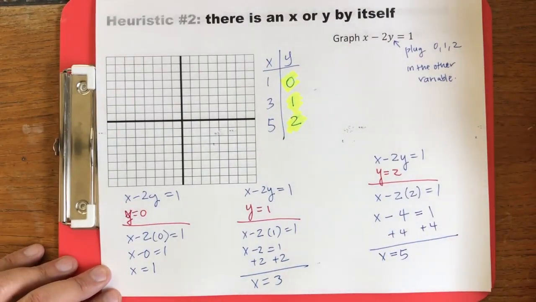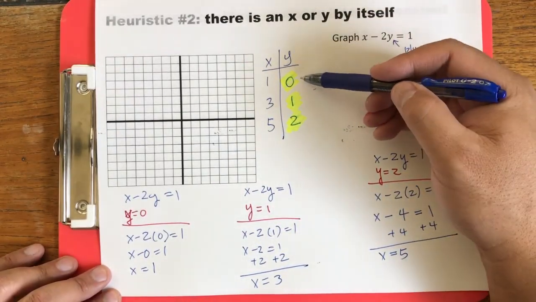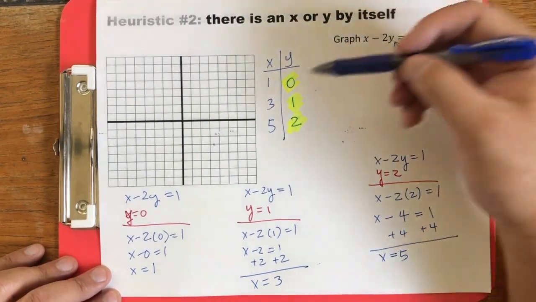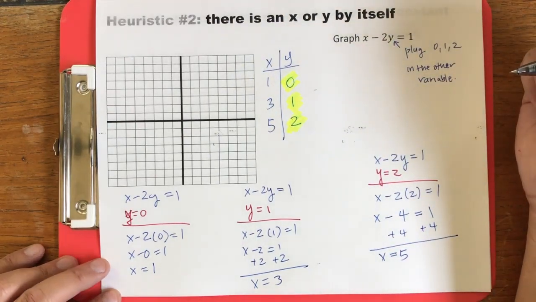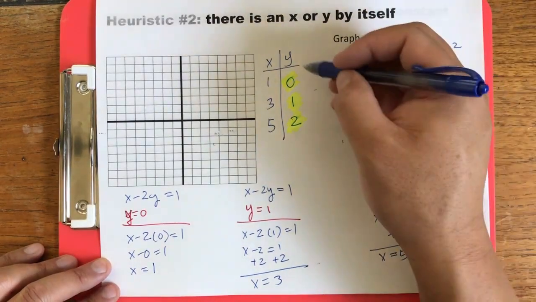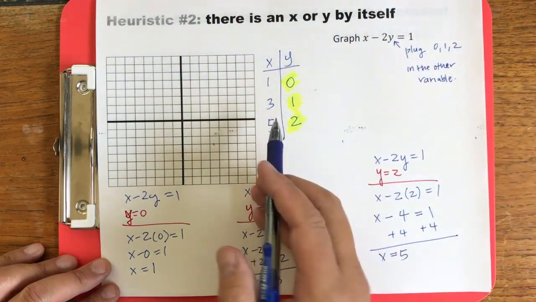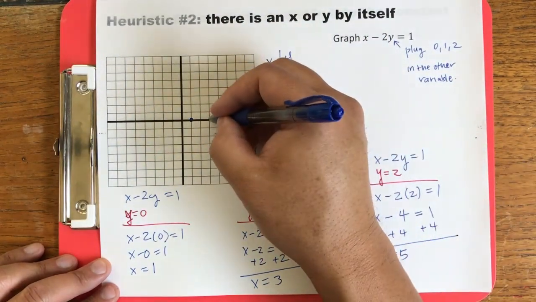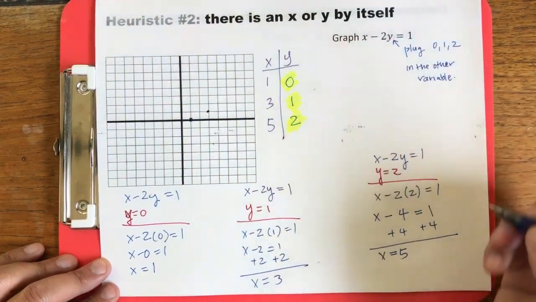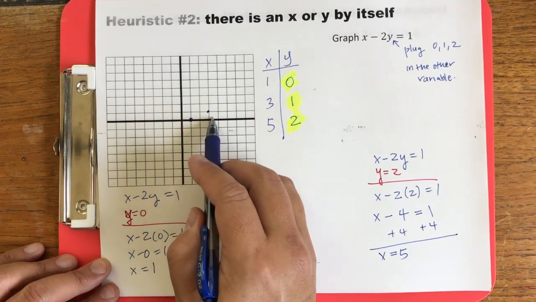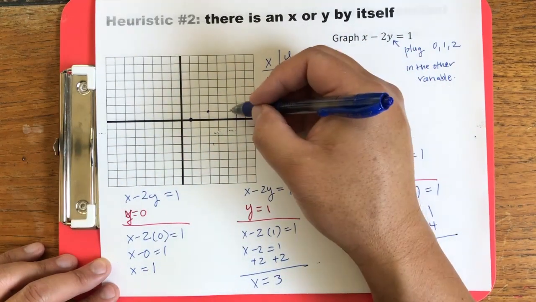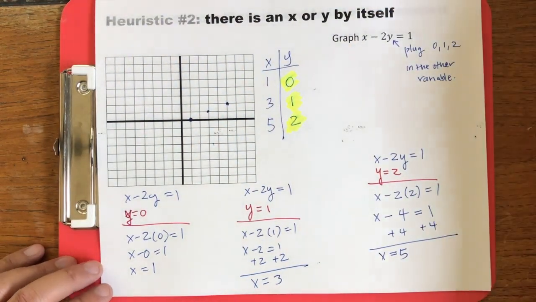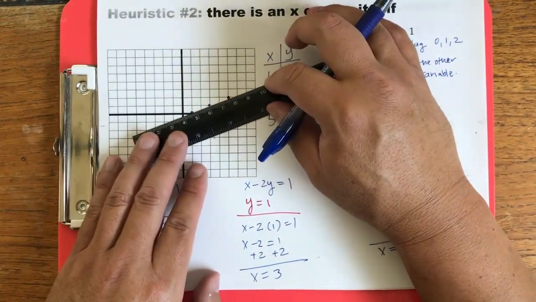Now the nice thing about using this system is that you'll see a pattern, right? 1, 3, 5. We're skipping by 2. If you don't see a pattern, then you probably did it wrong, without even graphing it. You'll see it just in these numbers. Now, let's look at this. 1, 0, 3, 1, and then 5, 2. 1, 2, 3, 4, 5. I'm counting the boxes. And then up to 1, 2 right here. And this is my line.